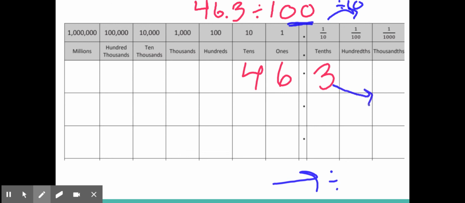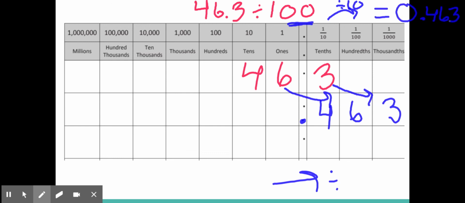That means this 3 is going to scooch over to my thousandths, 6 to my hundredths, 4 right there, and I still have my decimal, of course, in that same place that my decimals always are, so I get 463 thousandths.